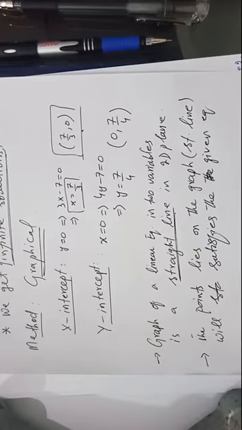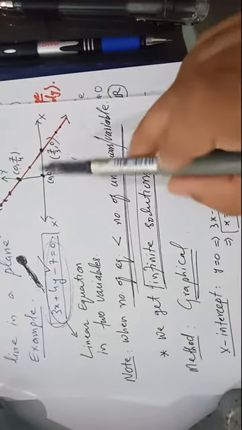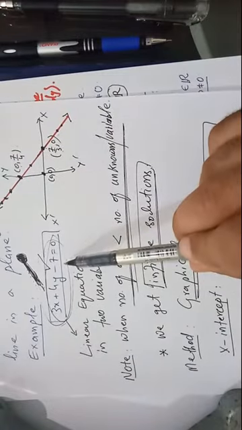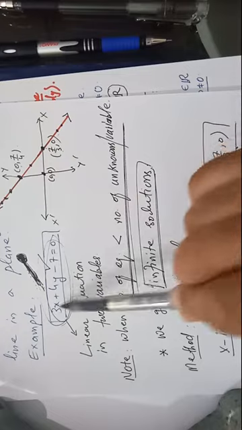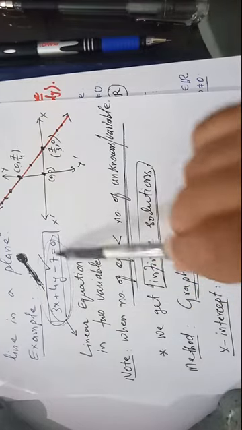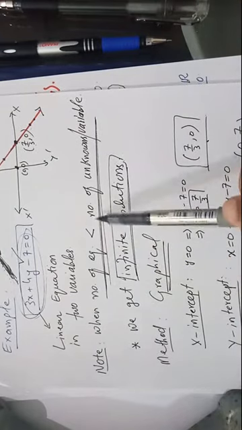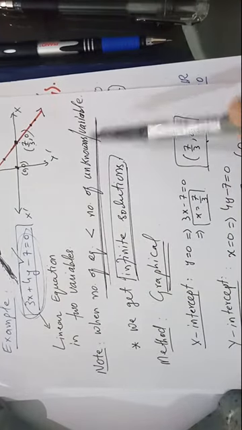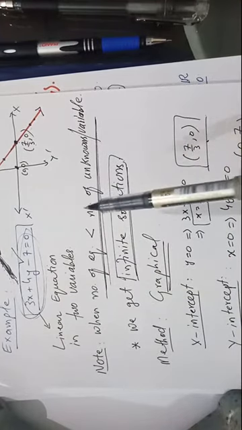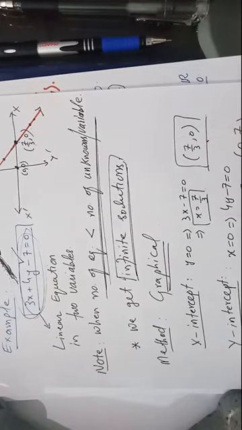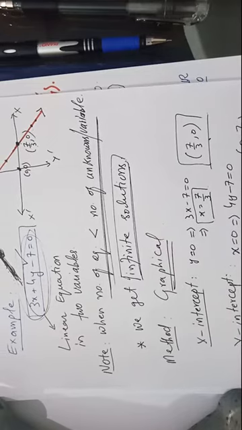So all the points which make the straight line, or you can say all the points which lie on this straight line, will satisfy this equation. This implies that the solutions of this type of equation are infinite. You see that when the number of equations is less than the number of unknowns, you get infinitely many solutions. So this is the background study.